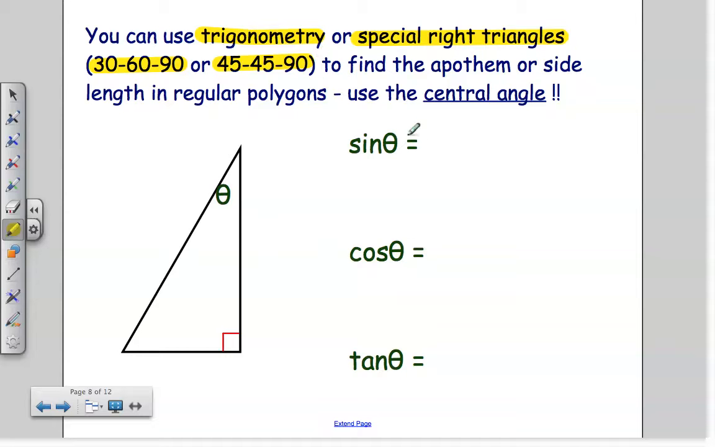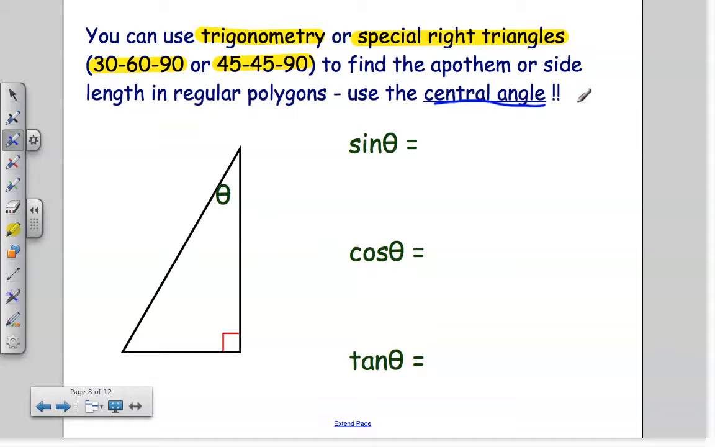And trig, remember SOHCAHTOA, sine, cosine, and tangent. We're going to review that here, and we're going to review special right triangles. We're going to have to use those today to be able to find maybe the apothem or side length in our regular polygons. We'll be missing something we need. Remember that we also need to use those central angles. We're going to have to use those today, whether it's trying to come up with an angle to use with trig or our special right triangles.